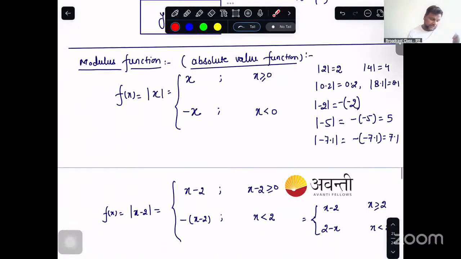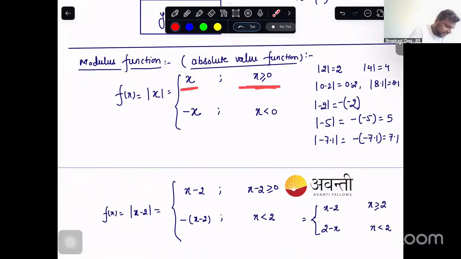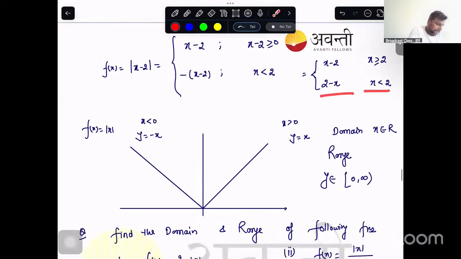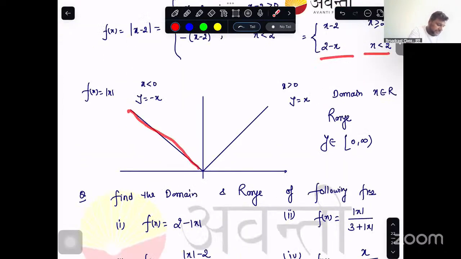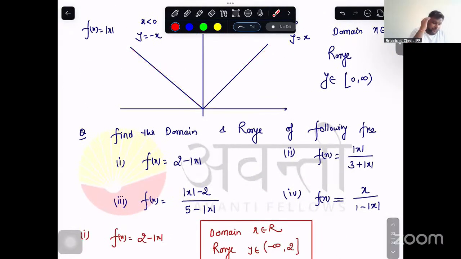Now, modulus function f(x) equals mod x. So if x is greater than 0, it is going to be x. If x is less than 0, it is going to be minus x. Similarly, I told you how to expand mod of x minus 2. If x is more than 2, it is x minus 2. If x is less than 2, it is 2 minus x. Graph of modulus function. Then we have done domain and range of these 4 functions.